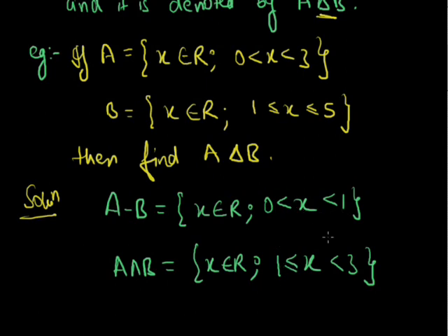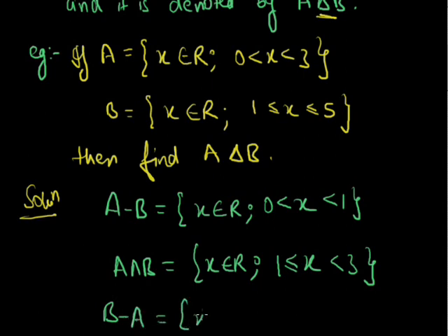So we have removed this 1, because the part of B should be removed from A to get A minus B, and this is common in both A and B. So we have removed the part of B from A. So accordingly we got A minus B as x belongs to real numbers where x is from 0 to 1 and both are not included. Now similarly we'll find out B minus A.